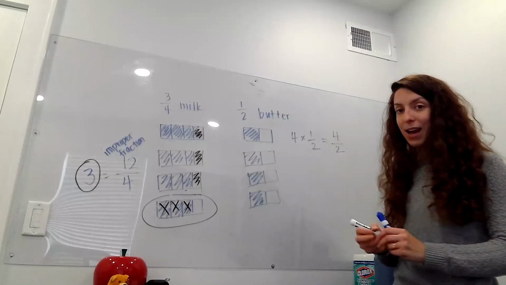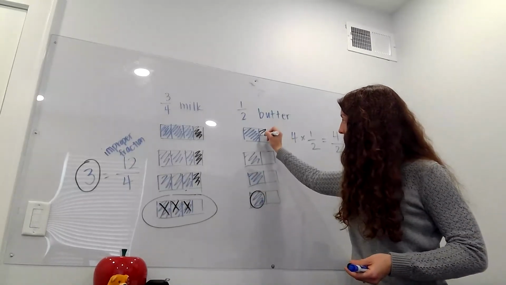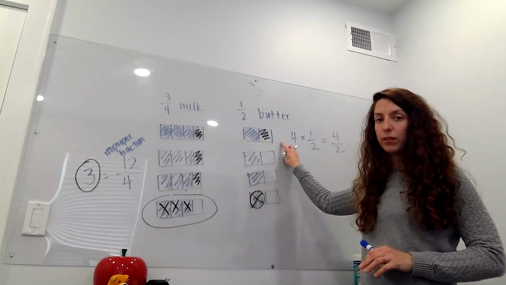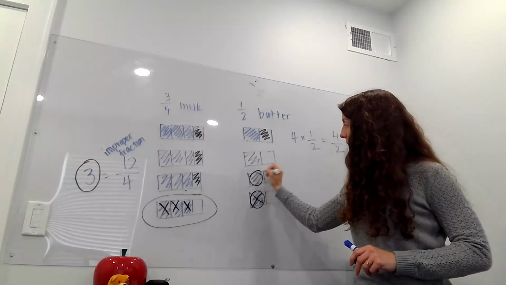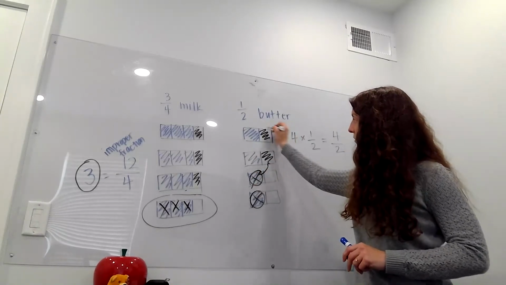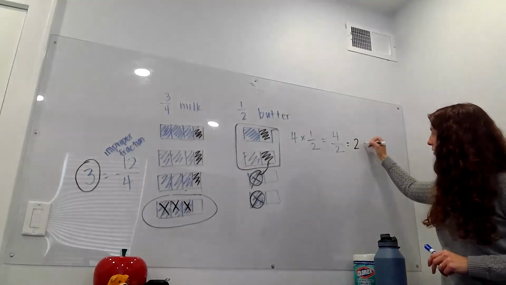I'm going to cross out and remove. I'm basically going to take this guy right here. I'm going to move him and shade him in up here. So, okay, that half is done. Now I have 1 whole. I'm going to do the same thing with this half over here. I'm going to shade him in, and I have 2 wholes.